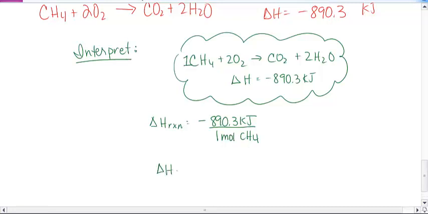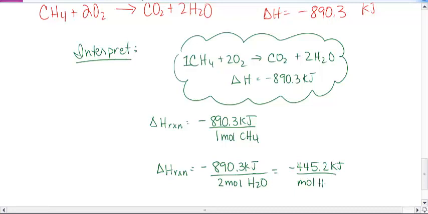Or I could say delta H for the reaction is negative 890.3 kilojoules per, say, 2 moles of water formed. Where did I get the 2 from? Balanced equation. Oh, but I wouldn't leave that like that. So negative 890.3, that's negative 445.15. So negative 445.2 kilojoules per mole of water.